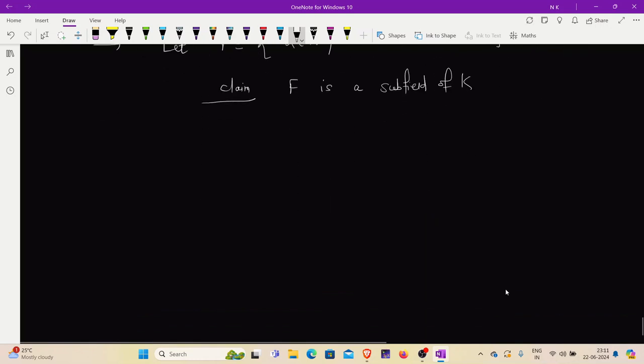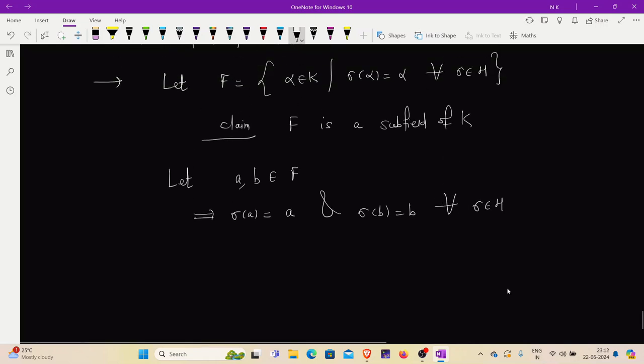We know the basic idea. How can we show a set to be a subfield? To show that, we need to prove that addition, subtraction, multiplication and division, in the case where the denominator is not 0, all give elements that belong to F. We are taking some elements of F. So let me start with two elements of F. Let a and b belong to F. This means a and b are fixed by all the elements of H, right? So this implies sigma of a equals a and sigma of b equals b for all sigma belonging to H, as per the definition of F, as we have defined F here.